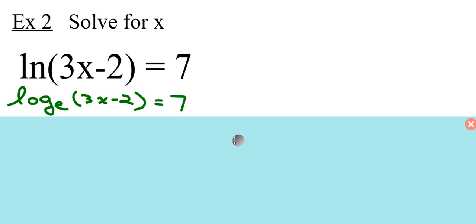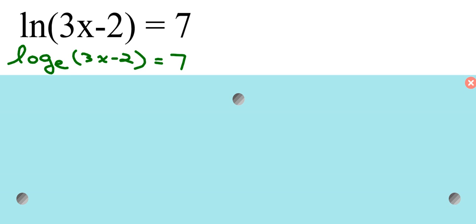Well, I look at this log equation, and I'm like, I have no idea what x should be, so that log or natural log of 3x minus 2 should equal 7. Kind of crazy, right? You can't answer it. So then you hope that if you switch it to an exponential, you can answer it.